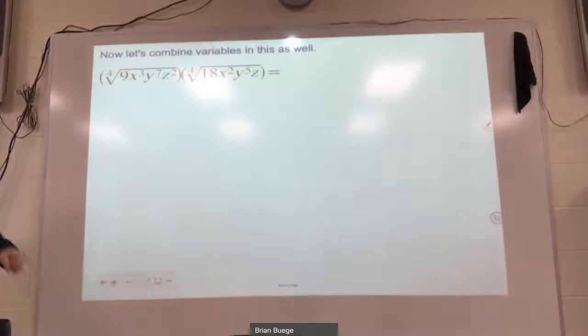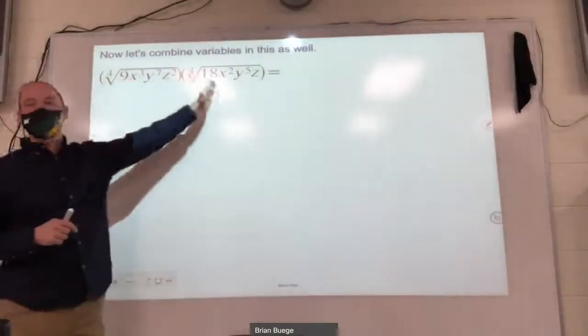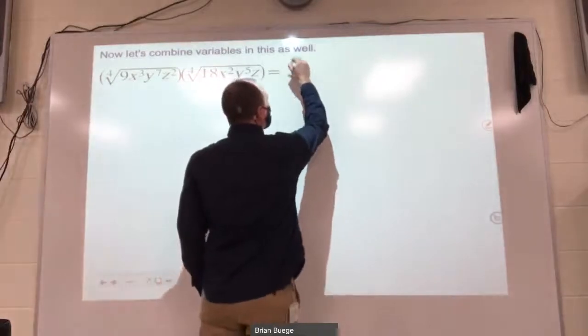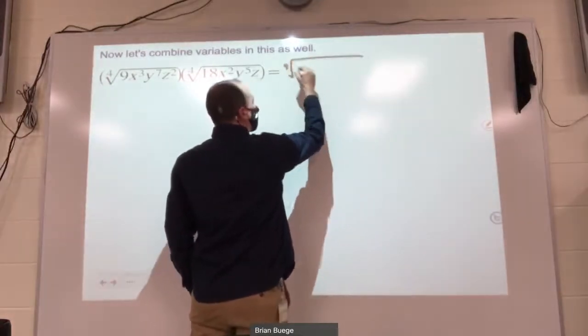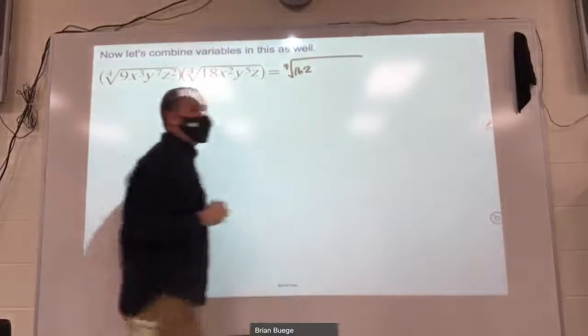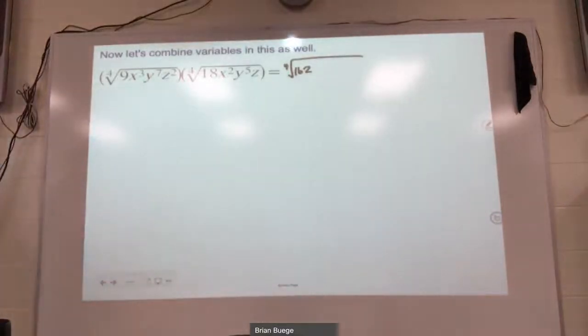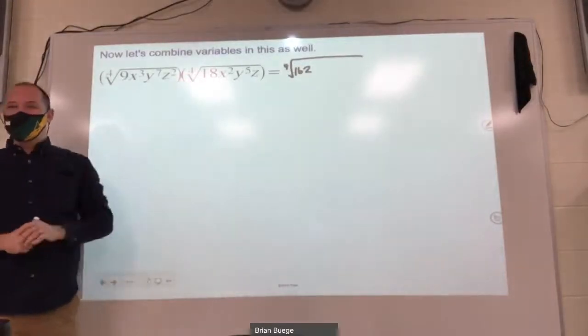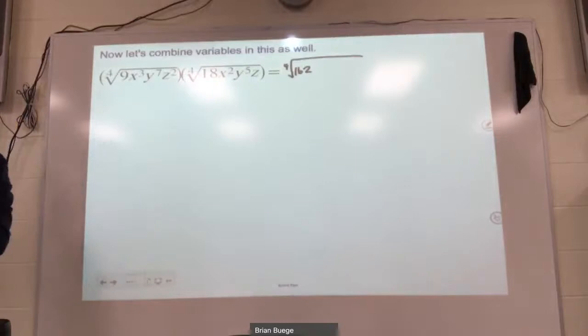Okay? So if we work our way through, if I take the 9 times the 18, and let me actually put the fourth root here, so we've got the fourth root, 9 times 18 gives you 162, if you multiply those. Then, what about the x's? How many total x's would I have? X to what power? X to the 5th.